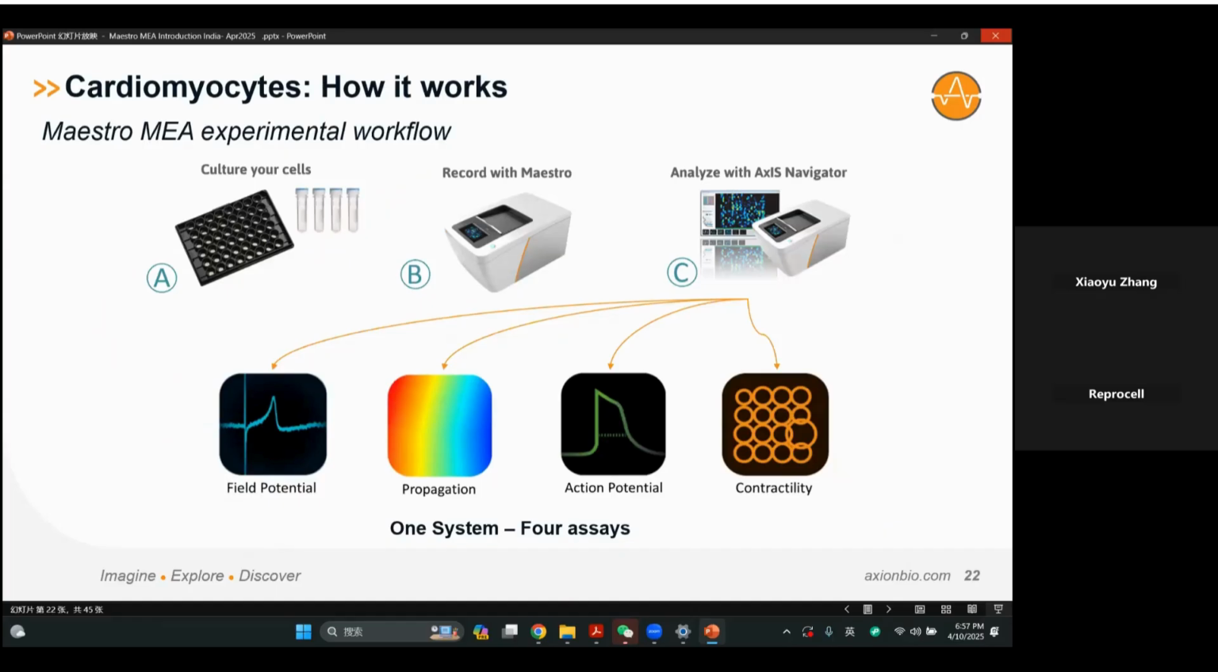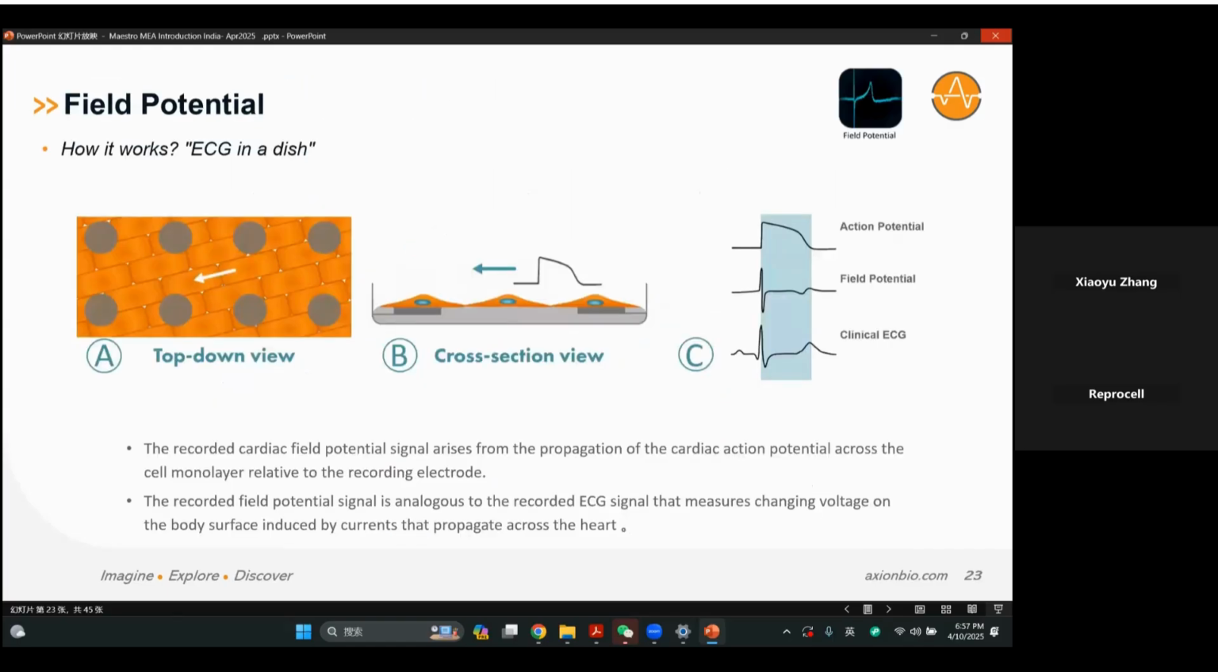So with our Maestro platform, you can record 4 key measures of functional cardiac performance. They are field potential, propagation, action potential, and contractility. I will introduce each of the 4 key measures. We will start with field potential, sometimes also just called FP.